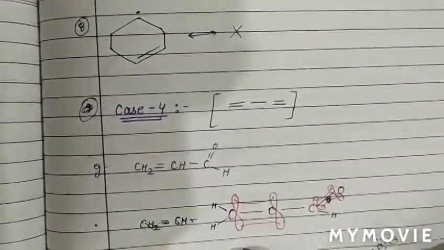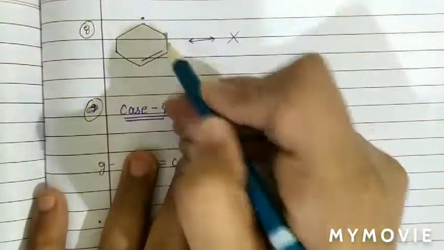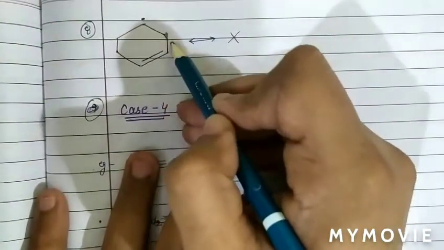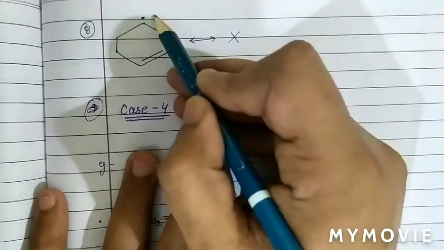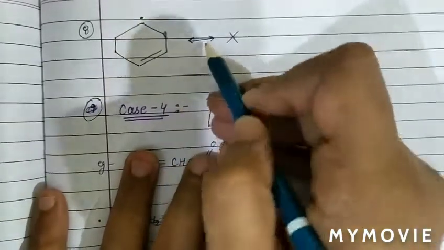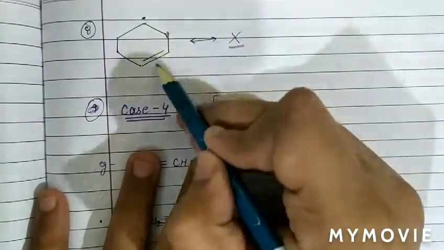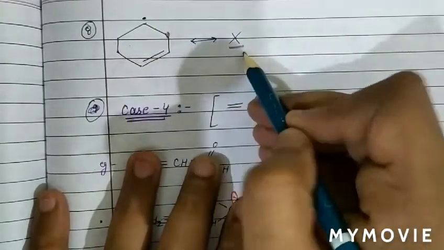As we can see in this case, is resonance possible or not? Here there is a free radical and a single bond. So basically the pi bond is separated by two single bonds. Therefore this system is not a conjugated system, so no resonance is possible.